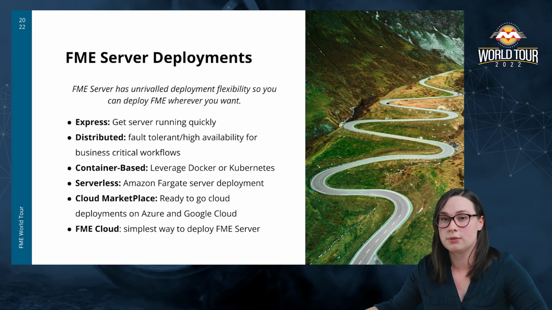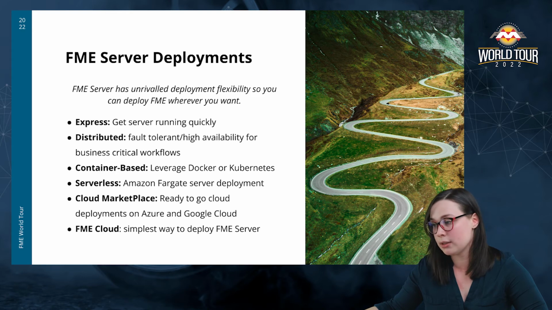So if you're interested in fault tolerance or high availability, perhaps you have business critical workflows, you can distribute those components. We also support container-based deployments. So if you use Docker or Kubernetes, we can provide Docker Compose files and Helm charts online. And you can take that one step further with serverless. So you can use AWS Fargate to deploy Kubernetes in serverless architecture.